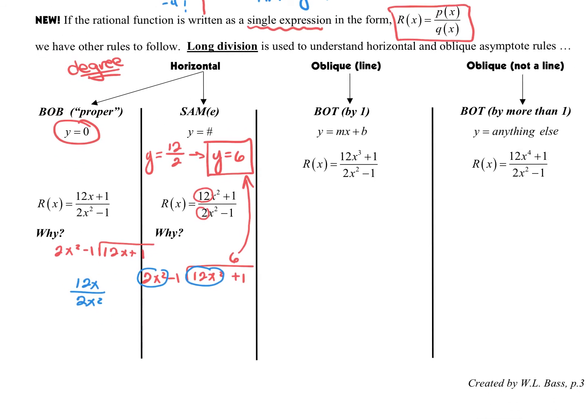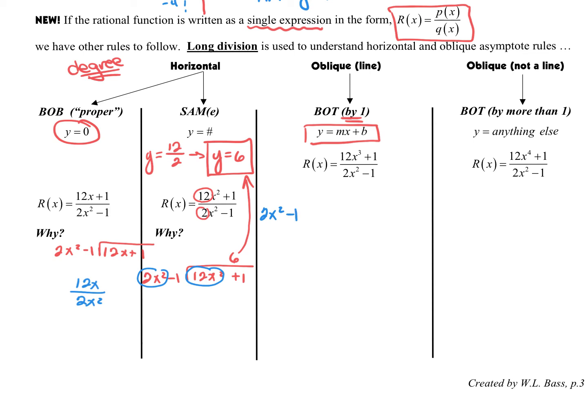Now, when we get into things that are obliques, we're going to call these BOTs, bigger on the top. So we have bigger on the bottom, and we have bigger on the top. If we have a bigger on the top, then it's going to be an oblique. It's no horizontal anymore. It's now oblique. It's going to be slanted in some fashion. If it's bigger on the top and it's by exactly 1, the degree in the top is exactly 1 more, then our asymptote is going to be a nice line. Okay, so we can do that long division, and this time we're going to have to do long division.